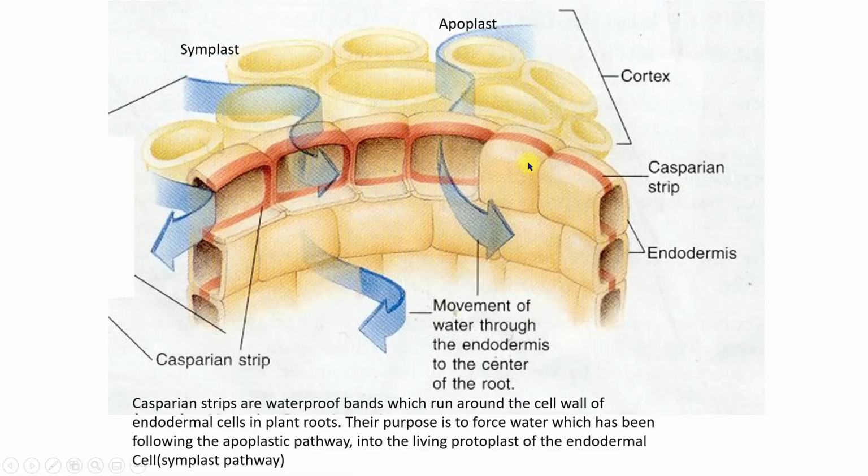Now, a closer look at the Casparian strip. This is the endodermis, this region here, and as I mentioned earlier, the endodermis has Casparian strips. These Casparian strips are waterproof bands, because they are suberized, which run around the cell wall of endodermal cells in plant roots. The purpose is to force water which has been following the apoplastic pathway into the living protoplast of the endodermal cell, which is the symplast pathway.